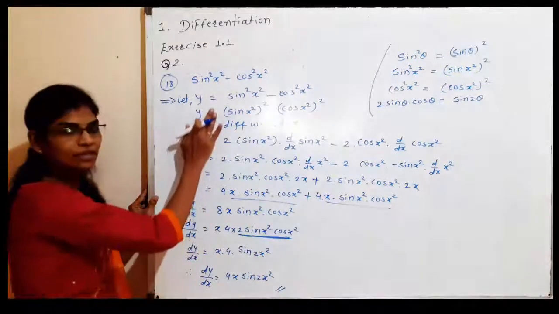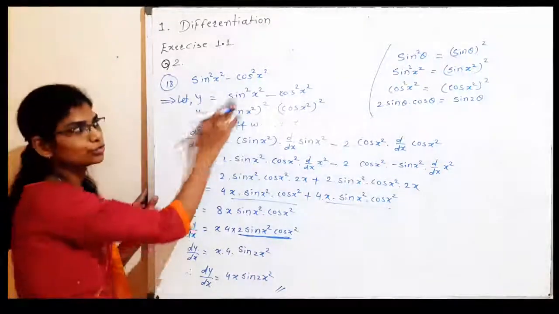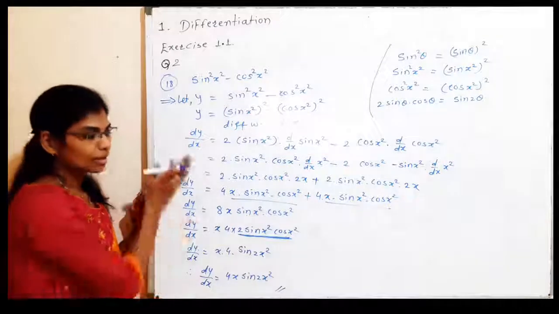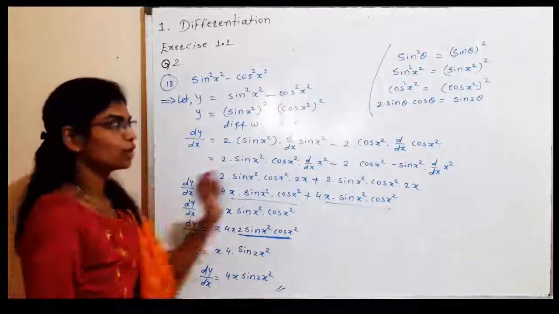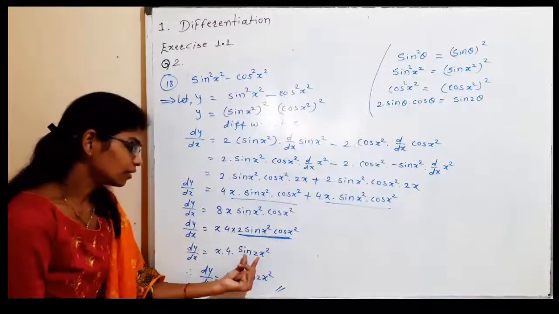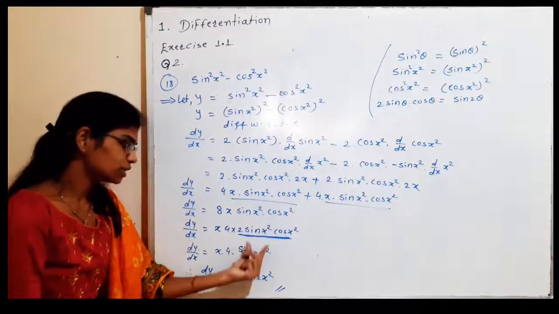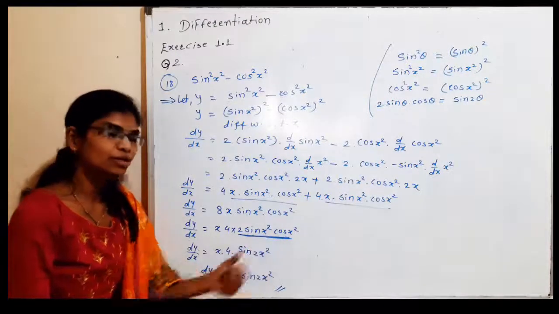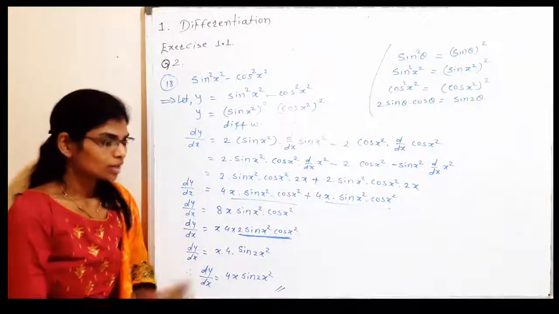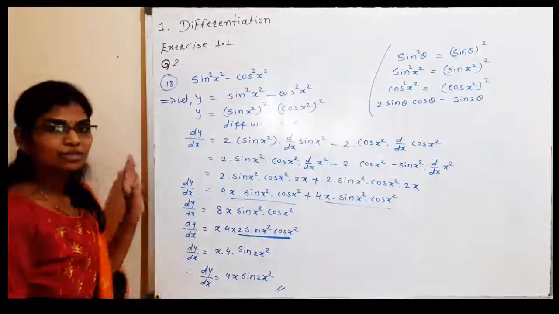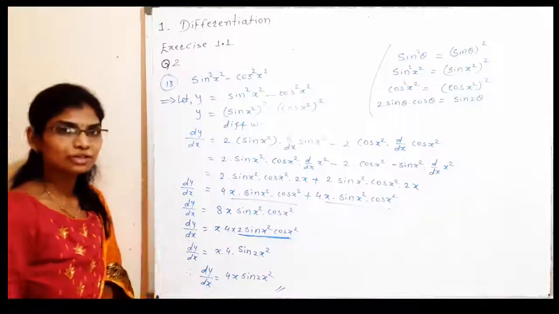Here, first of all we simplify the given function, then use the formulas for the derivative of each one, and then again we use the formula 2 into sin theta into cos theta to simplify the term which is in the form of 2 into sin of x square into cos of x square. So that will be the answer for the given function, that is, the derivative of the given function.